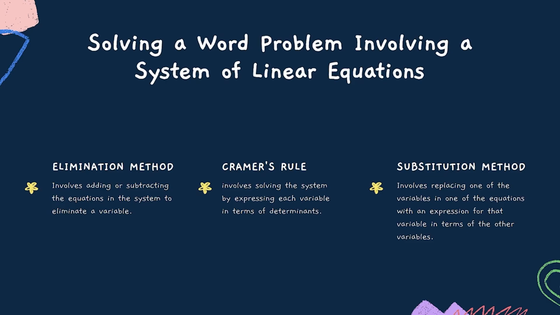This is the second topic, solving a word problem involving a system of linear equations. These are the three methods. The first method is the elimination method. It involves adding or subtracting the equations in the system to eliminate a variable. The second method is Cramer's rule. It involves solving the system by expressing each variable in terms of determinants. The last one is the substitution method. It involves replacing one of the variables in one of the equations with an expression for the variable in terms of the other variables.